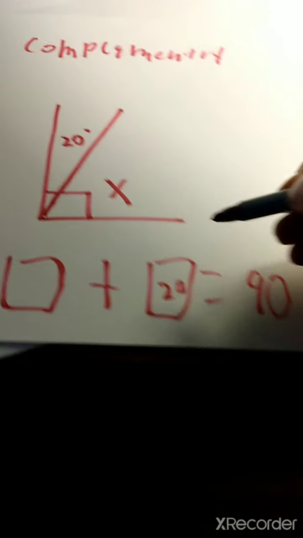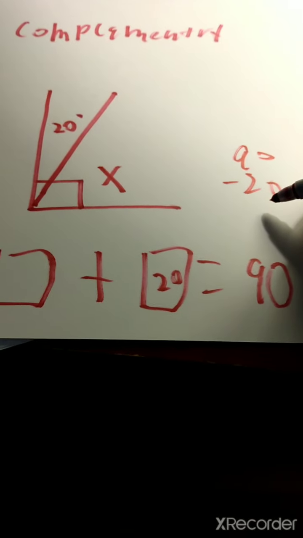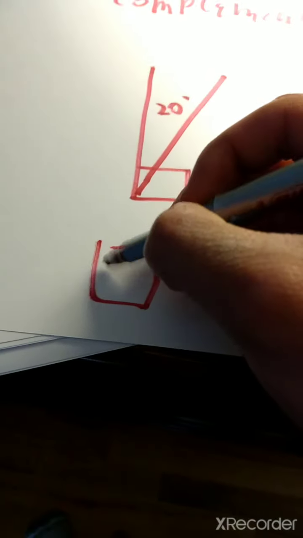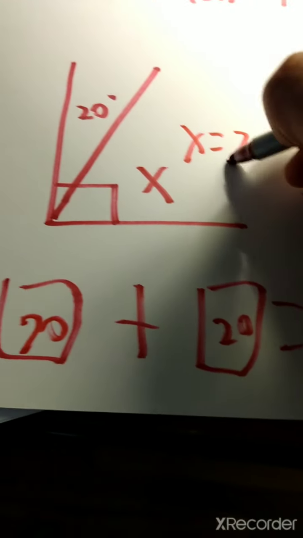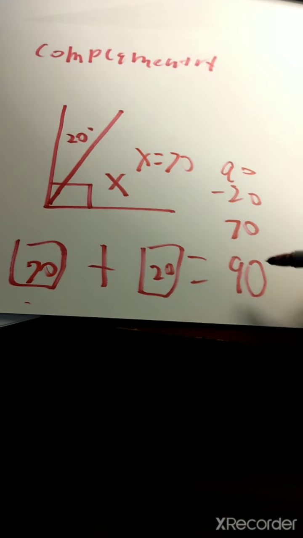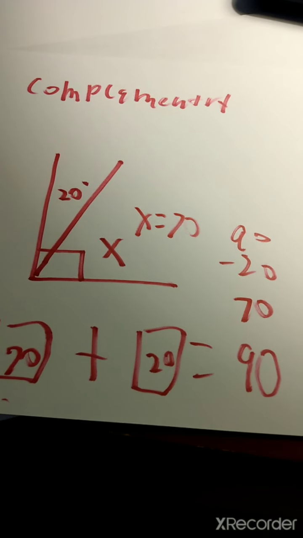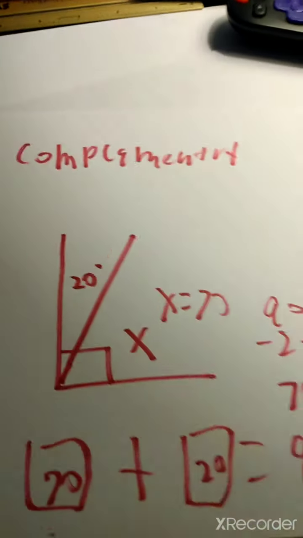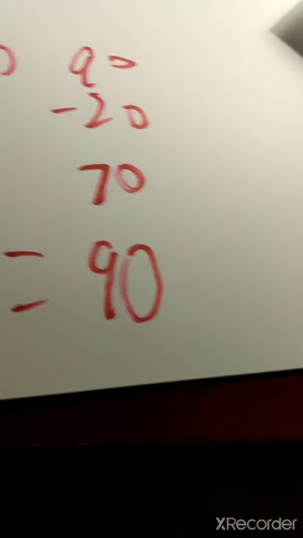Well, if we say 90 minus 20, we can easily understand that would be 70. So 70 must fit in here. x is going to equal 70. So yeah, 70 plus 20 equals 90. That is an example of a complementary angle. So remember, complementary angles are angles that add up to 90 degrees.